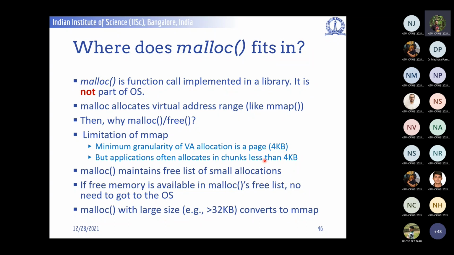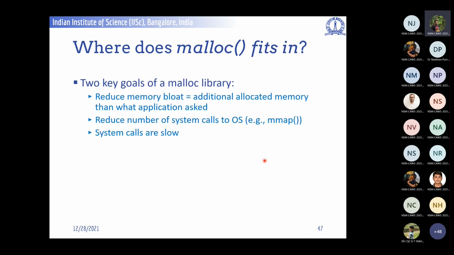Okay, and for any large malloc, say if you are asking for more than say 32 kilobytes and so on, it will automatically become an mmap. The allocator is only there to manage small allocation requests. Everything else, in the backend, it is using the same operating system's system calls like mmap and sbrk.